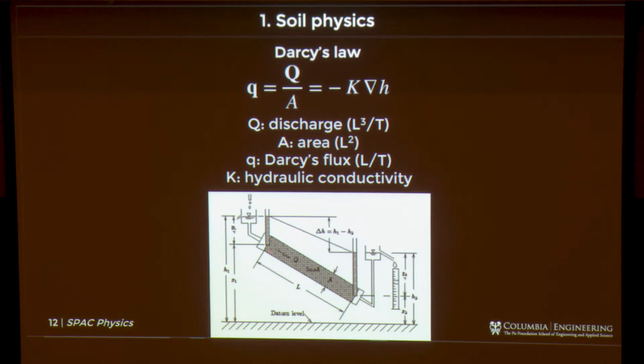And that hydraulic conductivity is also dependent on the moisture content, as we'll see in a second. That happened to be a first experiment where people were measuring the discharge in a tube, and they noticed that it's only dependent on the gradient and on that hydraulic conductivity once you normalize by the area.